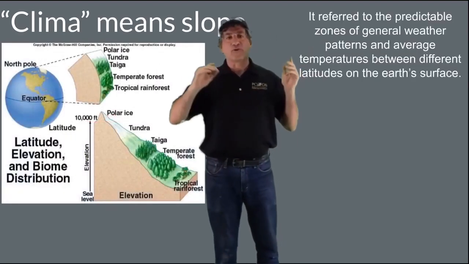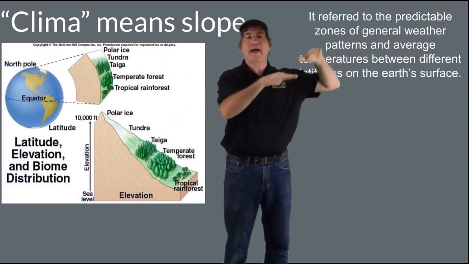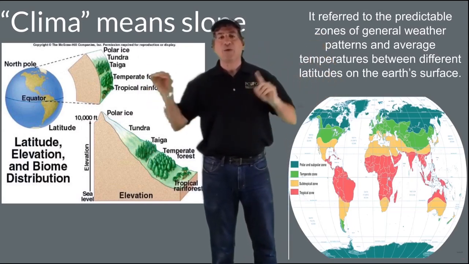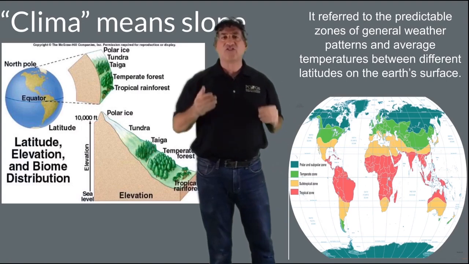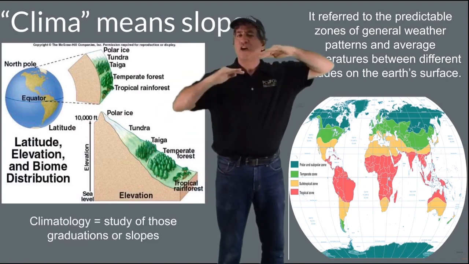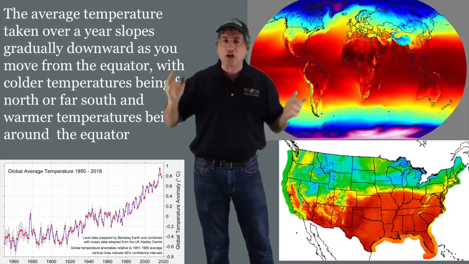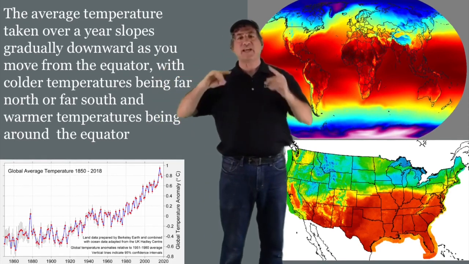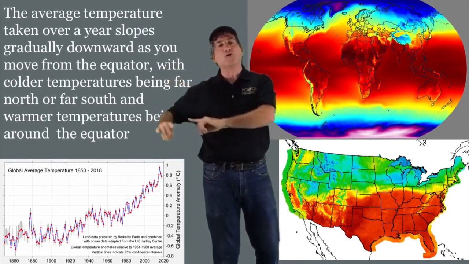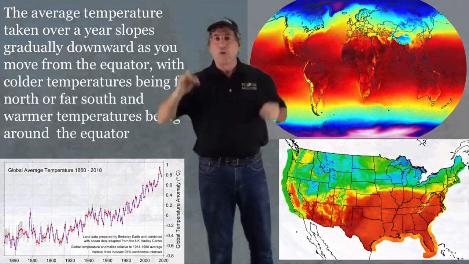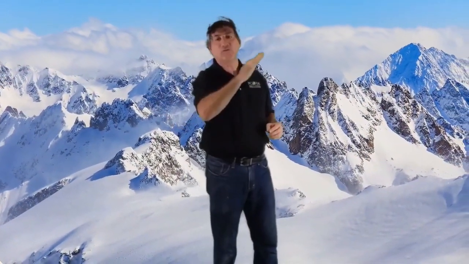It referred to the predictable zones of general weather patterns and average temperatures between different latitudes on the Earth's surface. Climatology was the study of those gradations, those slopes. People long ago charted how the average temperature taken over a year sloped gradually downwards as you moved from the equator north or south. Going north, you would encounter winter cold just as assuredly as you would encounter cold going up the slope of a mountain.